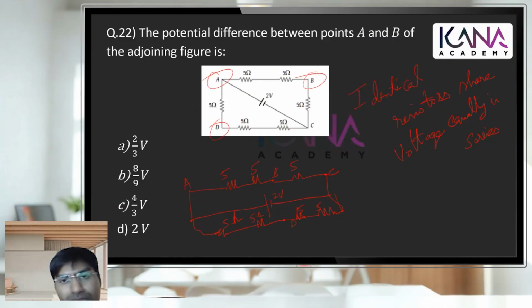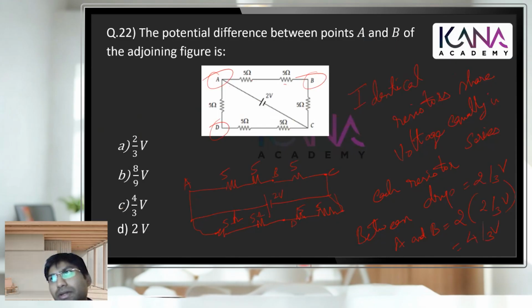So looking at the diagram, after simplifying, each resistor drops 2/3 of a volt. So between A and B there are 2, right? So between A and B, 2 times 2/3 of a volt will be 4 by 3 volt. Next question.